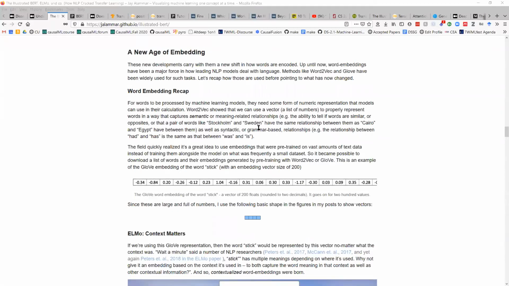Also, was there any mention of how they compared BERT and GPT on what tasks specifically? Yeah, that's in the paper.